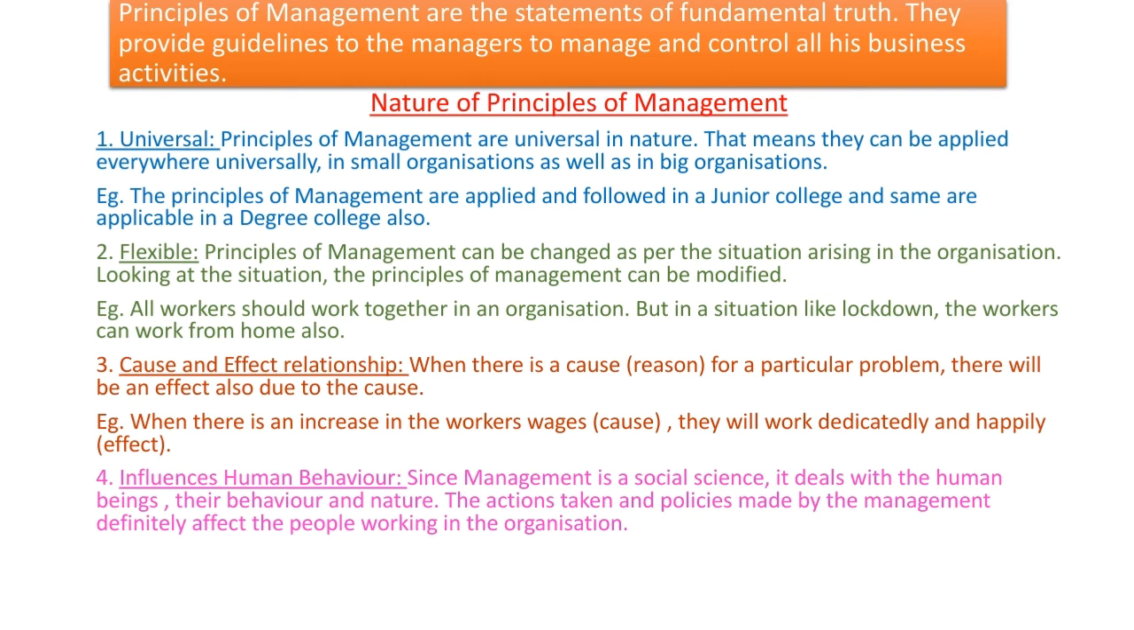Why are they called pure sciences? Because experiments are possible in these sciences. फिजिक्स लैब में जाकर आप एक्सपेरिमेंट कर सकते हो, केमिस्ट्री लैब में आप जाकर के एक्सपेरिमेंट करते हो. वन एक्सपेरिमेंट कैन बी रिपीटेड एवरी टाइम, मेनी टाइम्स, एंड एवरी टाइम यू विल गेट द सेम रीडिंग.